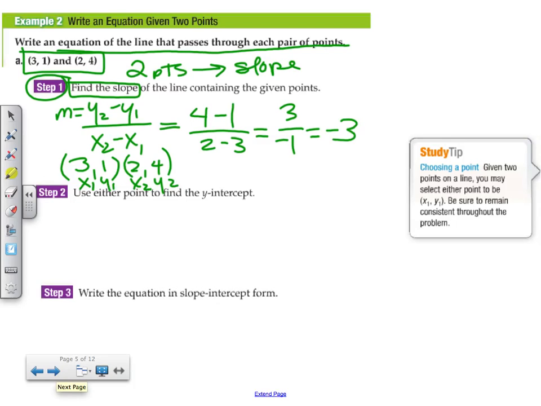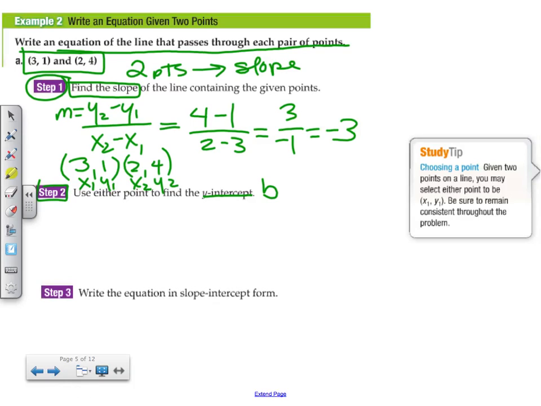Okay, so we found the slope. Our second step will be to find the y-intercept, or b. We have the slope, and we have points, right? We already know how to do this if we have a point and the slope. We just learned that a second ago. So let's try it and see if we can do this.